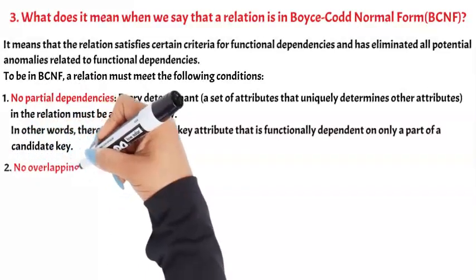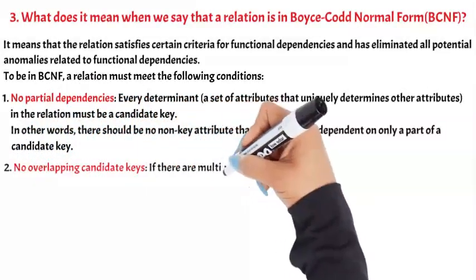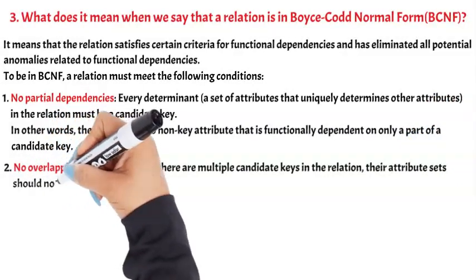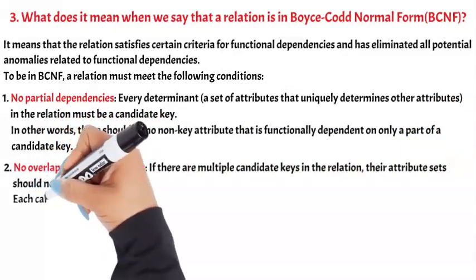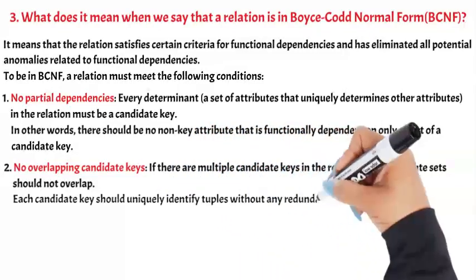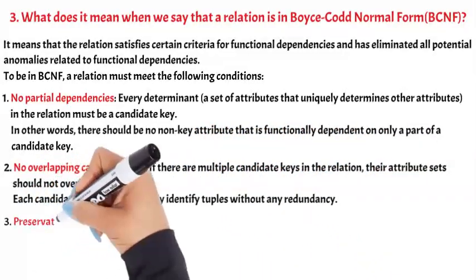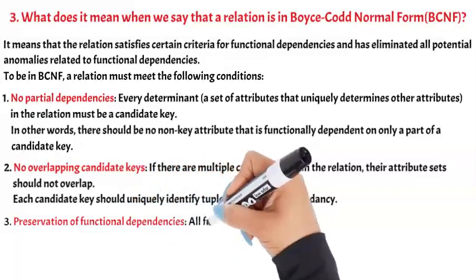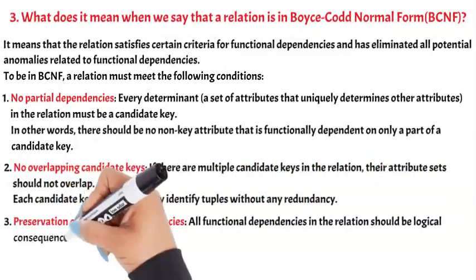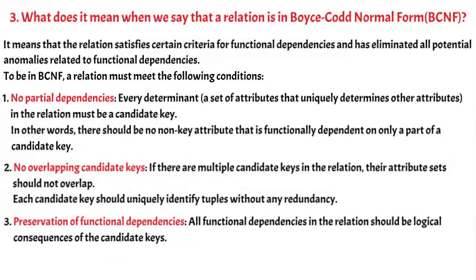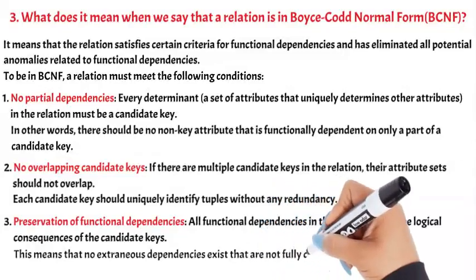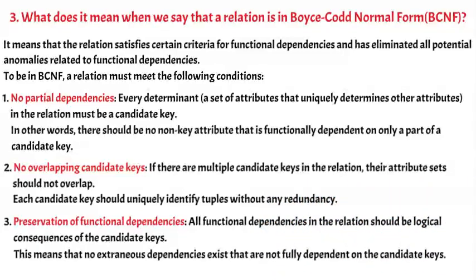2. No overlapping candidate keys. If there are multiple candidate keys in the relation, their attribute sets should not overlap. Each candidate key should uniquely identify tuples without any redundancy. 3. Preservation of functional dependencies. All functional dependencies in the relation should be logical consequences of the candidate keys. This means that no extraneous dependencies exist that are not fully dependent on the candidate keys.